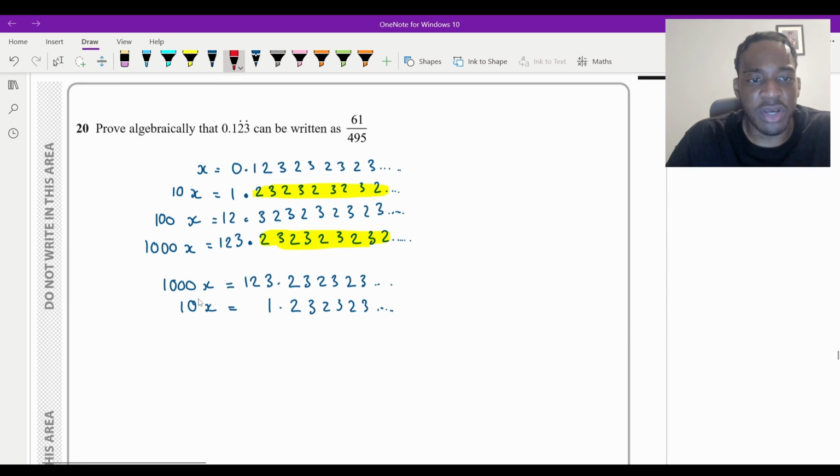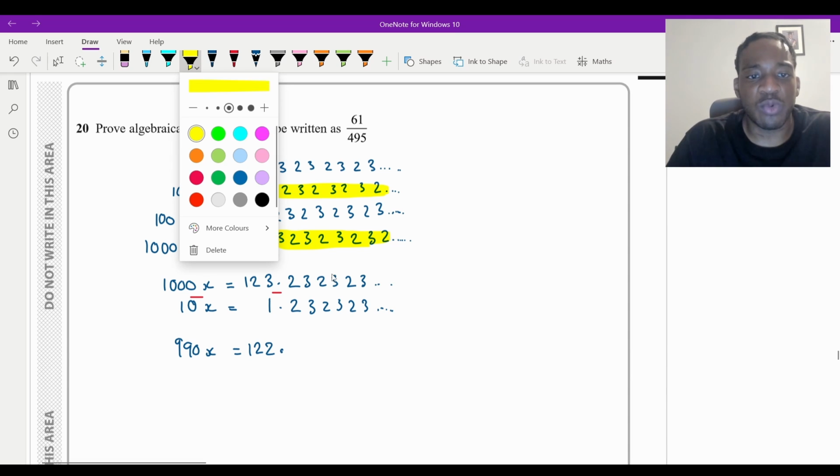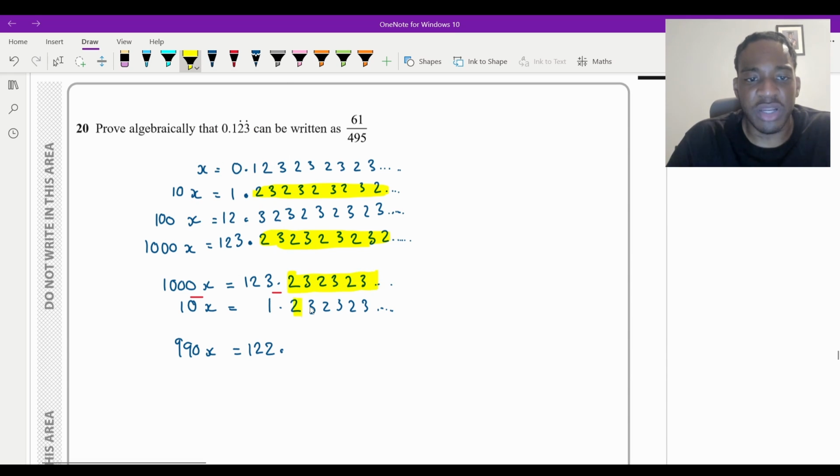If I take these away and I put a subtraction here and a subtraction here, well, what will happen is that 1000x take away 10x is going to be 990x, isn't it? It's going to be 990x. And then 123 take 1 is going to be 122. And now the decimal parts are just going to cancel, aren't they? Because they go on forever and they're the exact same. So I can just say goodbye, goodbye. And I'm left with 122.0.